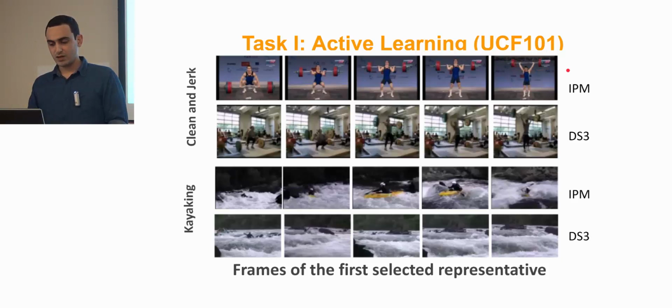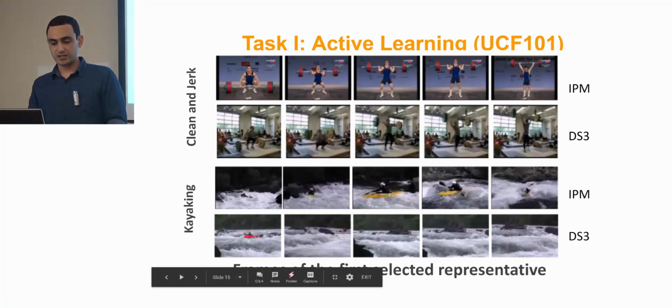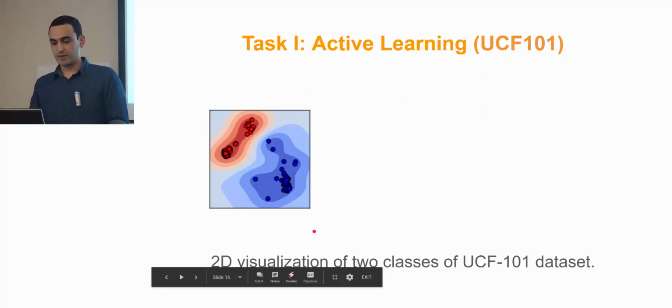Another interesting example is the class kayaking. So again, the human performing the action is a lot more visible. The kayak and the paddle are a lot more visible compared to the selected representative by DS3, in which the action is kind of happening in the background.